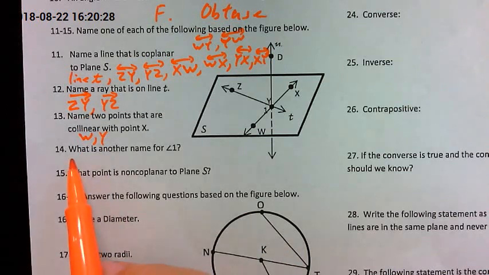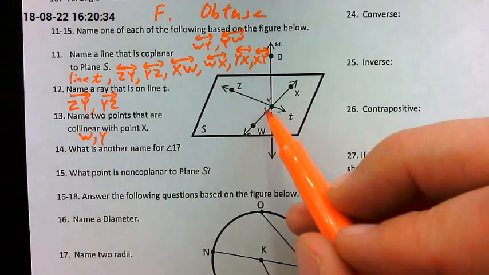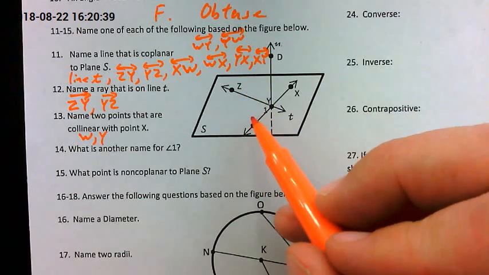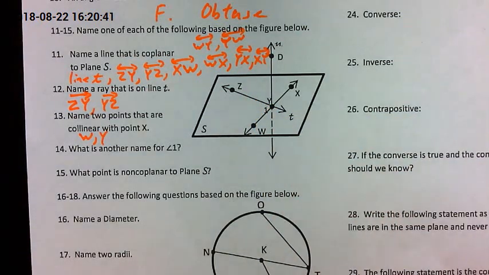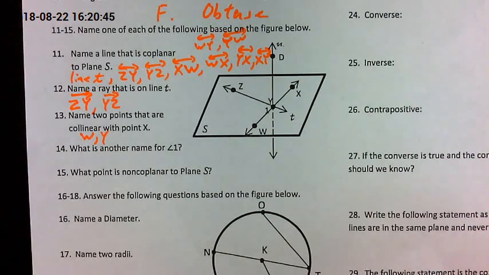All right. So, on 14, name another name for angle 1. Here's 1 right here. It's in this angle. Now, since that angle is sharing a vertex with more than one angle, we can't use just the vertex. We have to use 3 letters.